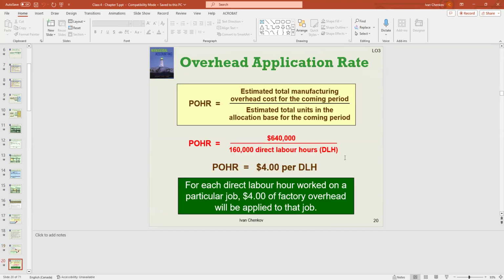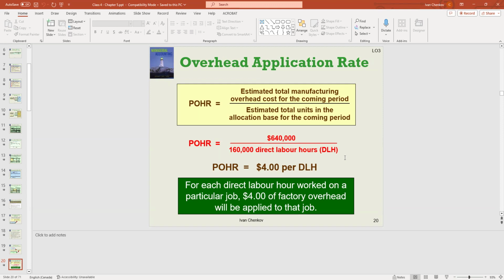This company calculated that the total overhead cost for the next year will be $640,000. They chose the allocation base to be direct labor hours, and they estimated that for the same period, one year ahead, they're going to have available through their workers 160,000 direct labor hours.